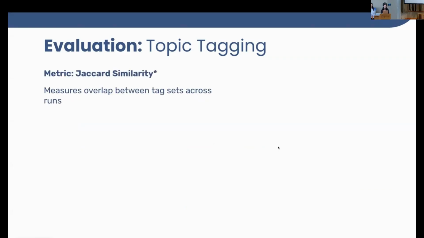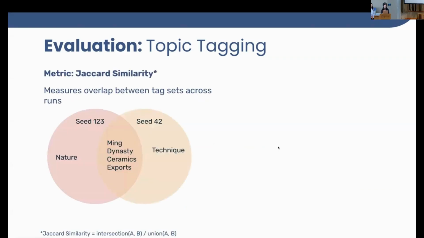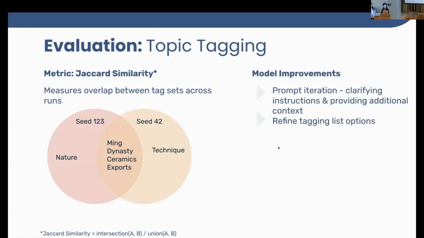The actual metric we use for that is something called Jaccard similarity. This measures the overlap between tag sets across multiple different runs. And this was used to guide our model's improvement, and we were able to go through prompt iteration. So we added some clarifying instructions and additional context. We provided it with more terms about the art pieces, like what the different types of ceramics are. We added that into the prompt to improve its performance.